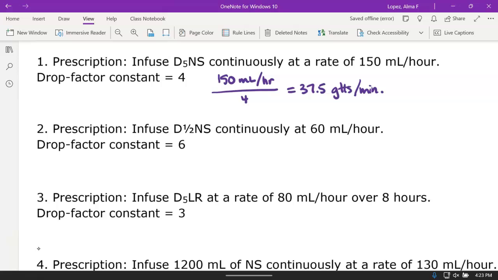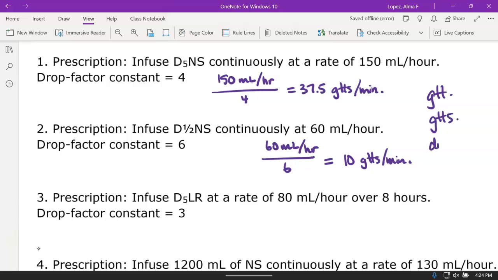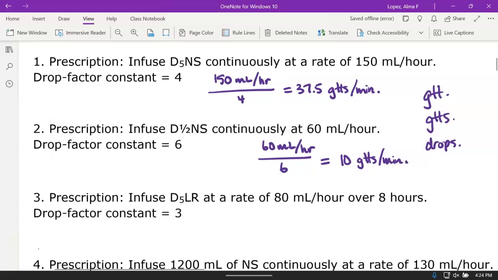Now on number 2, again, just continuing it, if we're going to infuse at 60 milliliters per hour, and then you divide by the standard drop factor, this gives us our infusion rate. And on this one, that is 10 drops per minute. Also, don't forget, drops can be abbreviated that way, this way, or the word drops. All three of those are accepted.